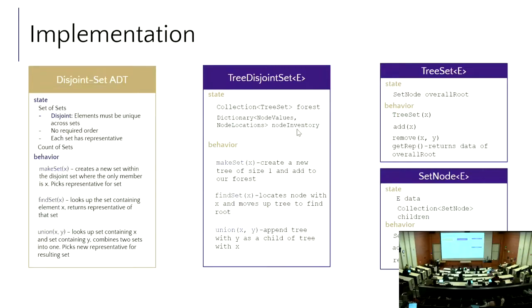And node inventory is going to be a separate field, a separate collection. You can see this is like a map, and it is going to map from node values to wherever those node locations are. So you can think of this as just a big collection of pointers. And the reason for this is because we've got these sort of islands floating about.